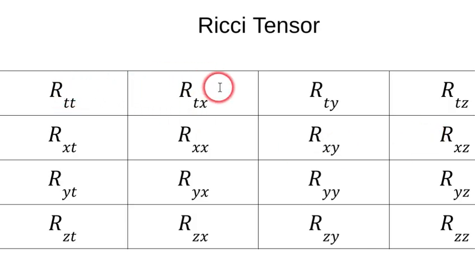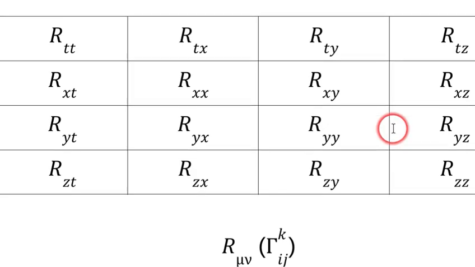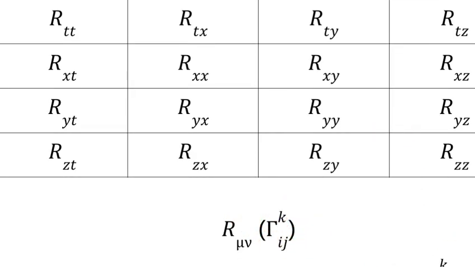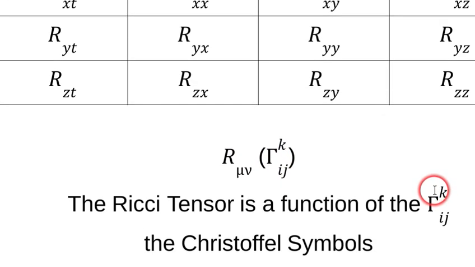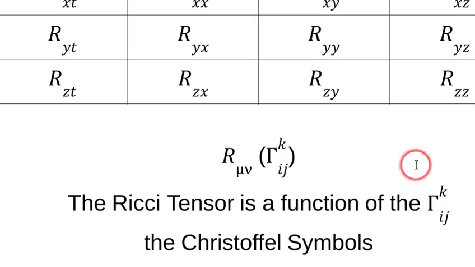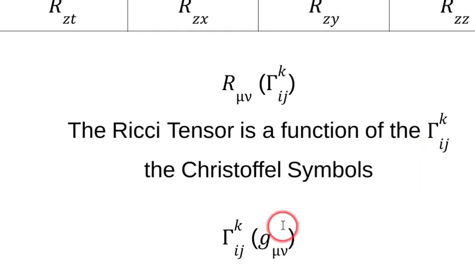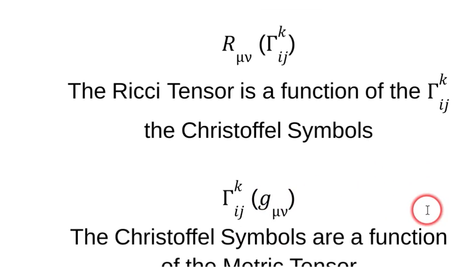And it is a symmetric tensor. So that one's equal to that one, this one's equal to that one, this one's equal to, etc. So if you go down the diagonal, it's symmetric about the diagonal, there are 10 unique entries here, and these are repetitions of that into this. And these entries here are functions of this object, which is called the Christoffel symbols. And the Christoffel symbols themselves are a function of the metric tensor.